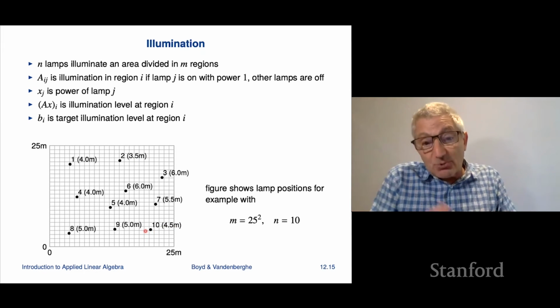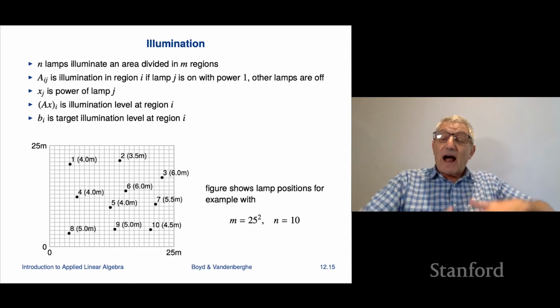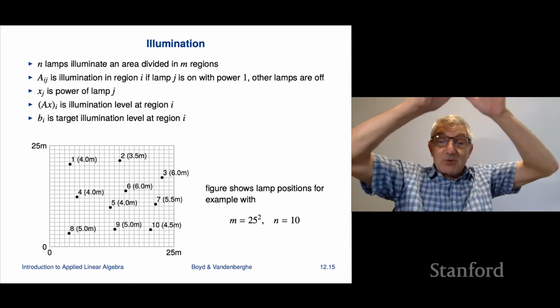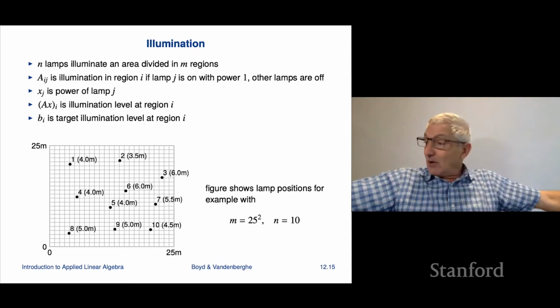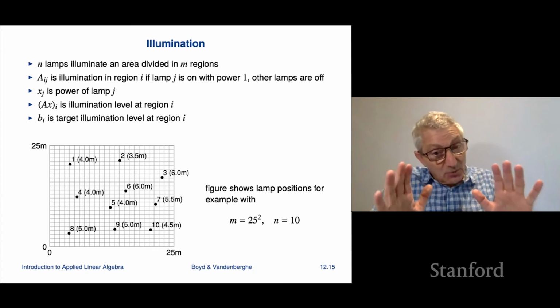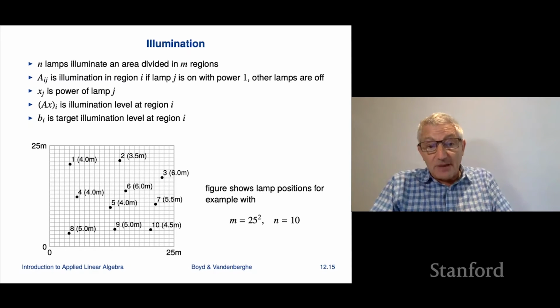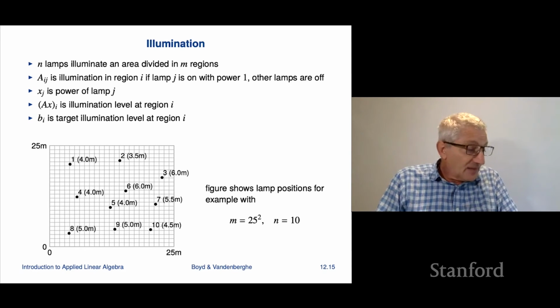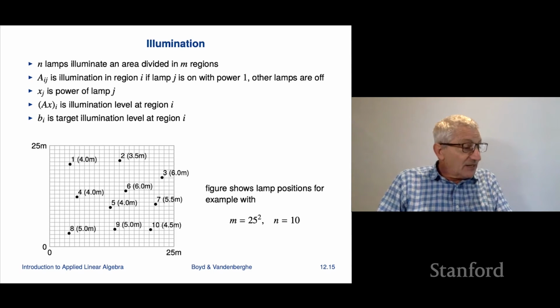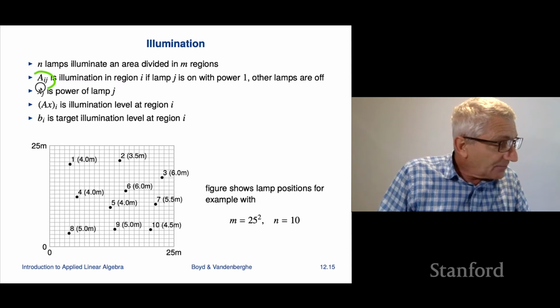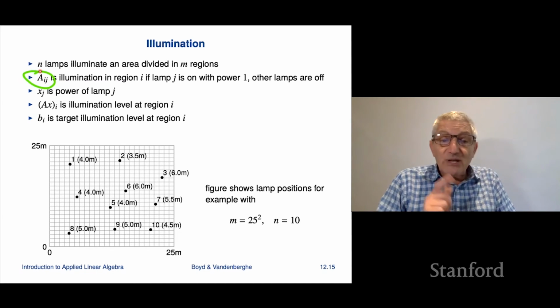Now, you can picture what happens, right? When you're higher above the floor, it means that when you turn that light on, it's going to cast a wider pattern of light. It'll be weaker, but it'll actually cast a wider pattern of illumination. Okay, and so there you go. That's what it is. So Aij is going to be the illumination in region i.